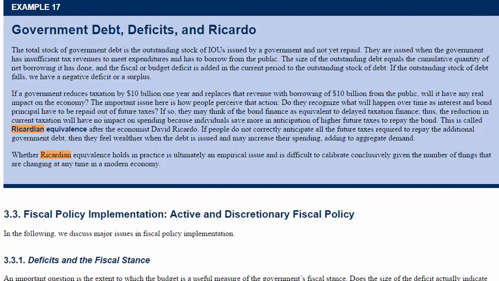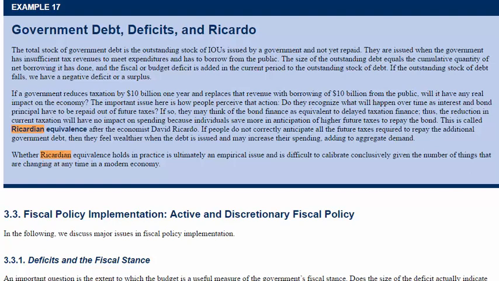We'll just take a minute here to look at the blue box example in the ebook. This is example 17 from the reading, and it's talking about government debt deficits and Ricardian equivalence. The total stock of government debt is the outstanding stock of IOUs issued by a government and not yet repaid. They are issued when the government has insufficient tax revenues to meet expenditures and has to borrow from the public. The size of the outstanding debt equals the cumulative quantity of net borrowing it has done, and the fiscal or budget deficit is added in the current period to the outstanding stock of debt. If the outstanding stock of debt falls, we have a negative deficit or a surplus.